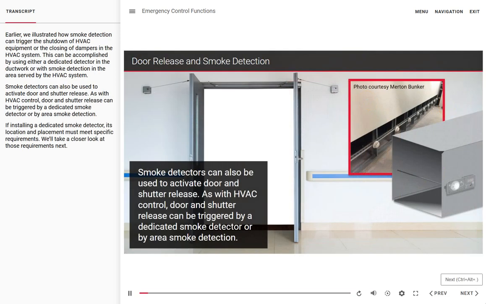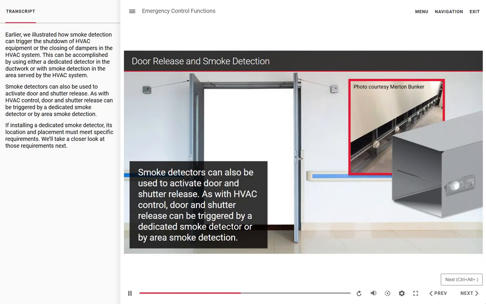Earlier, we illustrated how smoke detection can trigger the shutdown of HVAC equipment or the closing of dampers in the HVAC system. This can be accomplished by using either a dedicated detector in the ductwork or with smoke detection in the area served by the HVAC system.